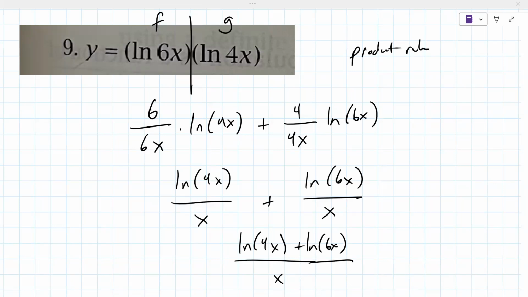Did you guys talk about... Trying to find one here. I don't see it. Kind of see it in one of these problems.